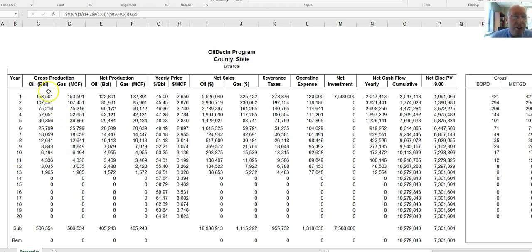So the very top of the spreadsheet, top left corner, very simply talks about what did I get in terms of product? What price did I receive? That translates to money. And then I take money out in terms of taxes, operating expenses. I consider my net investment. This calculates my cash flow. And then it tells you what the 9% discount is. I'll talk about this more later.